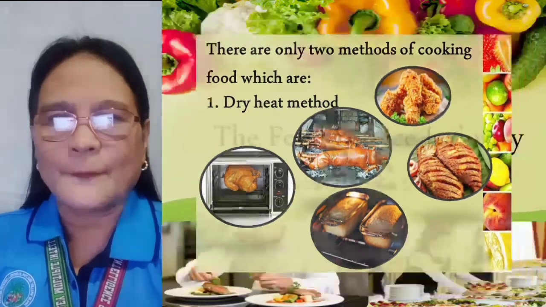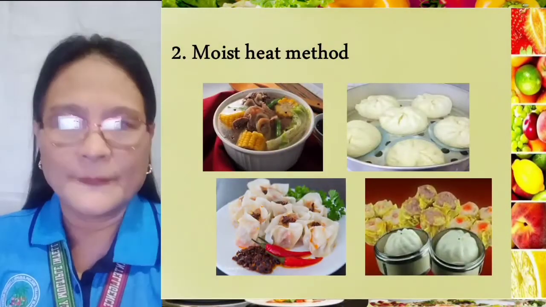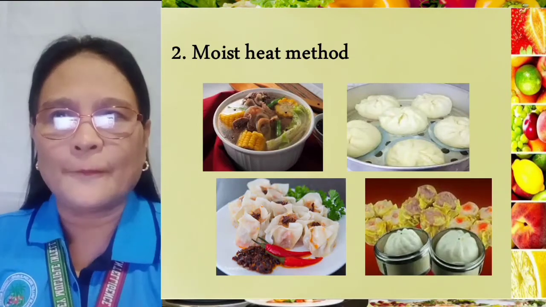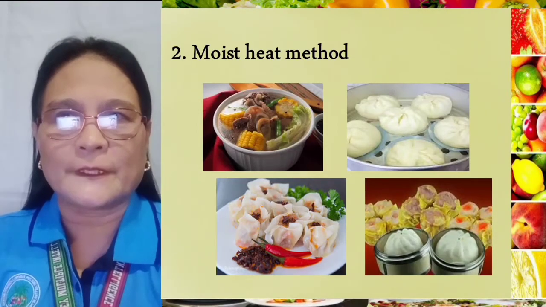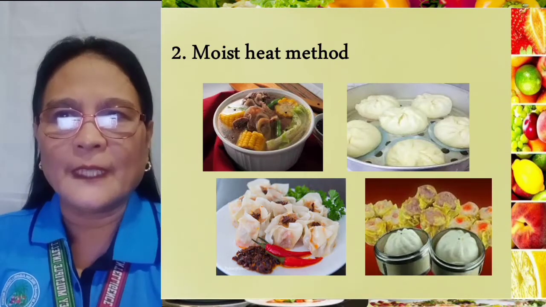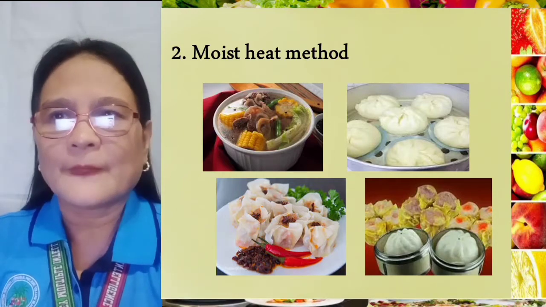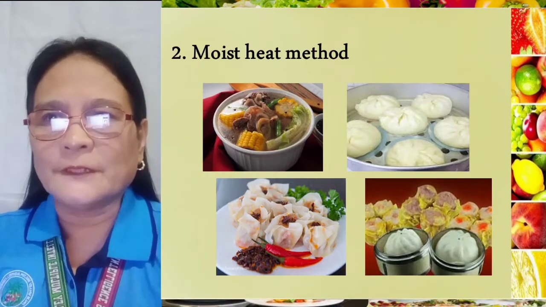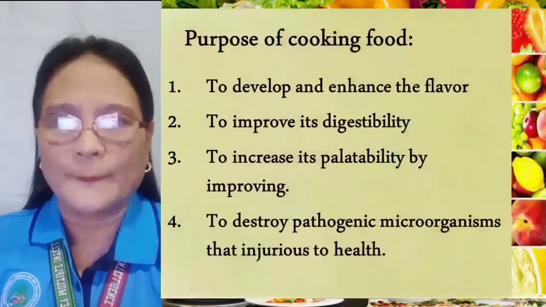Number 2 is the moist heat method. It is a method of cooking food that uses water as a medium. Examples are boiling, simmering, stewing, and steaming. Let us now move on to the purpose of cooking food.